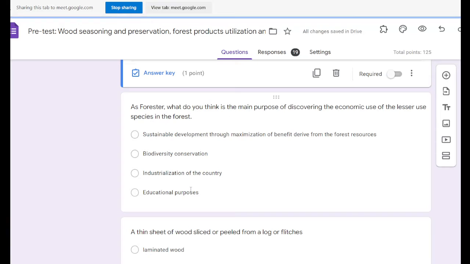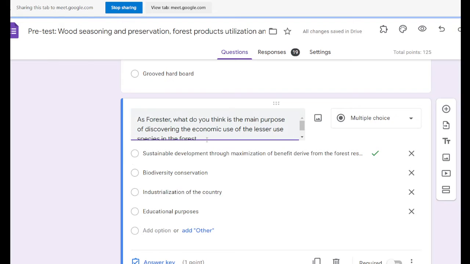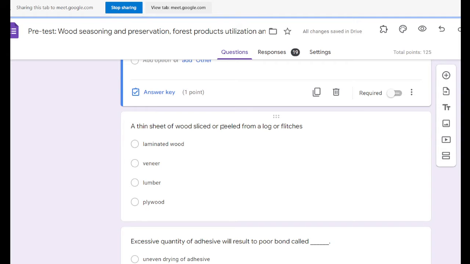So the answer for this question: sustainable development through maximization of benefits derived from the forest resources. Yeah, that's correct. So of course, we need to discover the economic use of other forest products so that we can maximize the benefit from the forest. Okay? Maximization.